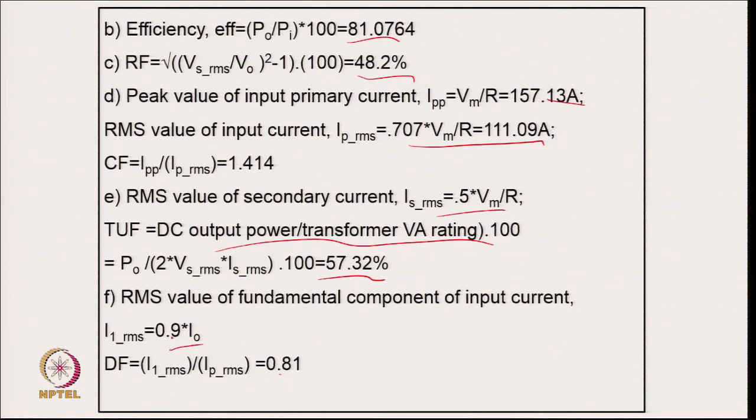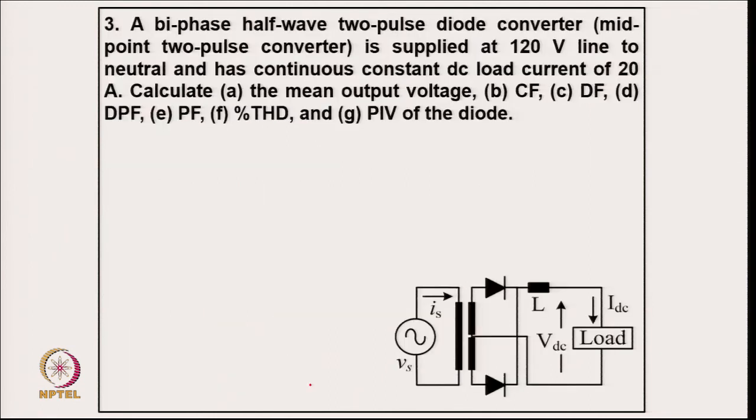Then you can call it the fundamental current, and the distortion factor is 0.81, and then your power factor is the distortion factor multiplied by the displacement factor.